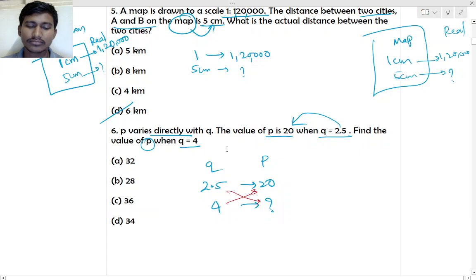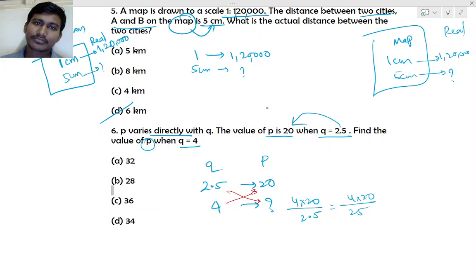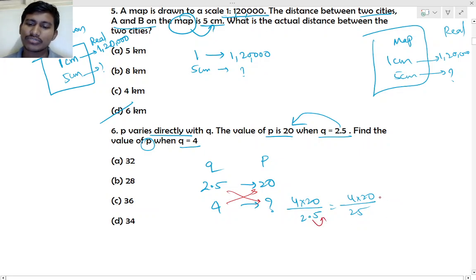Okay? So cross multiply and divide. That is 4 into 20 divided by 2.5. So here it is 4 into 20 divided by 25 into 10, because one decimal place will go, which means we have to multiply with 10. Then cancel it. So 4 into 20 into 10 divided by 25. Cancellation is very easy.